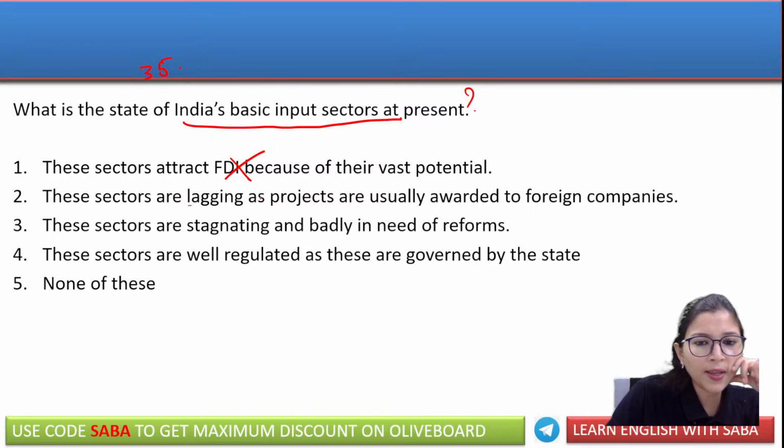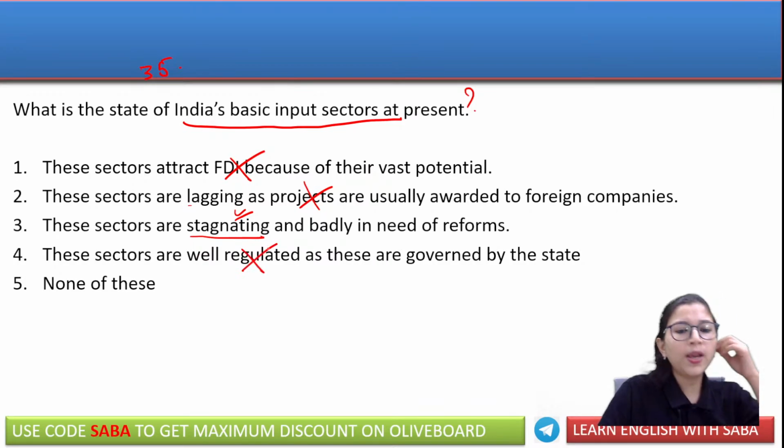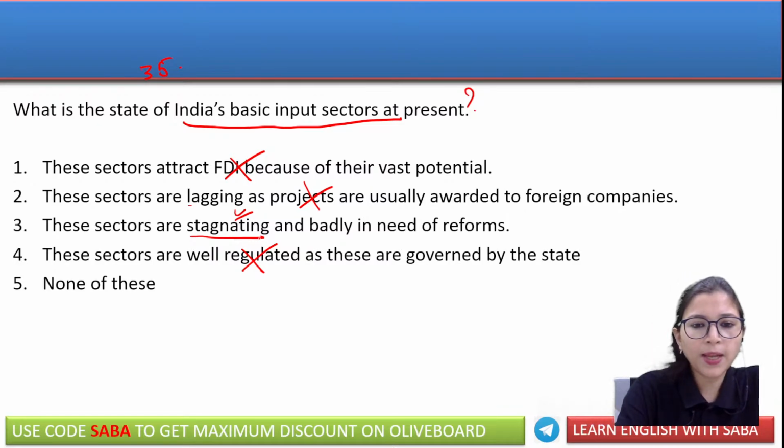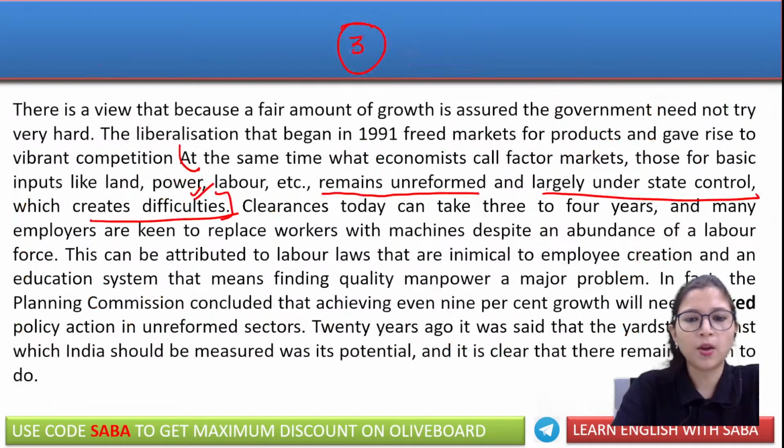These sectors are lagging as projects are usually awarded to foreign companies. This is also not mentioned. These sectors are stagnating. This we have to check कि क्या stagnating दिया हुआ है. These sectors are well regulated. No, the unreformed sectors, they are not well regulated by the state. देख लीजिए यहाँ पे बेसिक इनपुट सेक्टर्स की बात कहाँ हुई है.